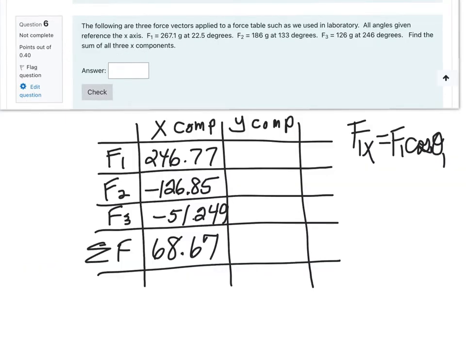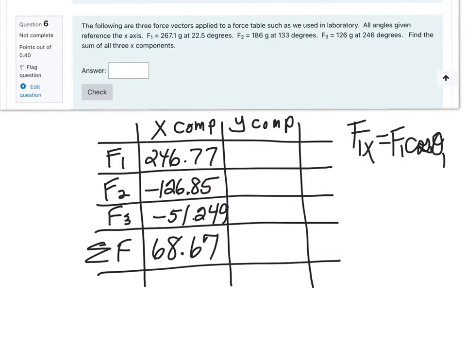So here you have it. This is the way you should do it. I just did the x components, but the y components would be very similar for like the next question. So notice how I set up the table, x components, y components, and for each x component, for F1x, I take F1, and that's up here. I didn't write it out, so I would take 267.1 grams times the cosine of 22.5 degrees, and I get this number, and it's a positive number, and you've got to pay attention to the sign. When I do that for F2, 186 times the cosine of 133 degrees, I get a negative number. That makes sense. It should be negative.